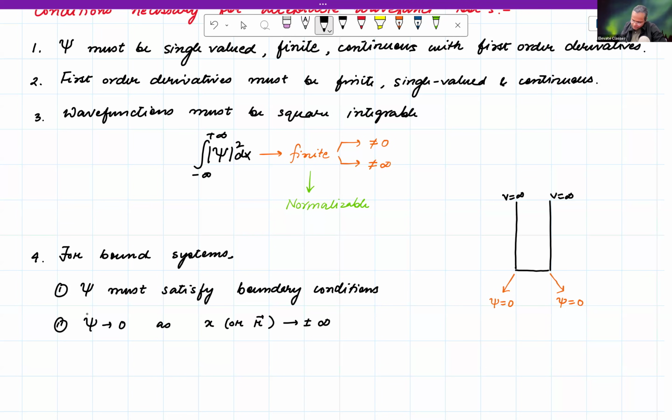Of course, wave function solutions cannot be oscillatory at plus minus infinity. Now, questions related to acceptable wave function solutions are rare, but they are quite possible.